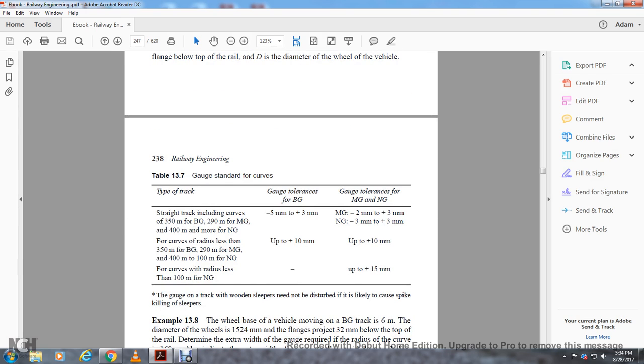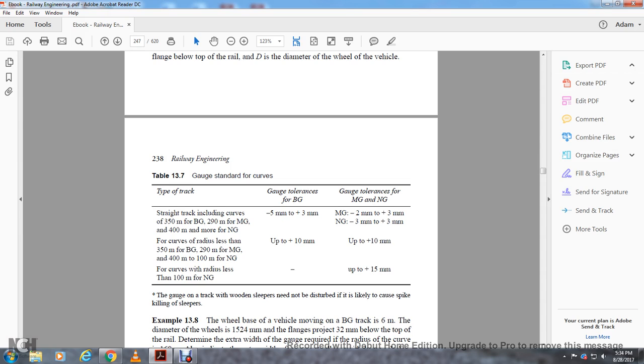Table 13.7, the gauge standard of the curve. The straight track includes curves of 350 meters and more for the broad gauge, 290 for the meter gauge, and 400 and more for the narrow gauge. Gauge tolerance for broad gauge is negative 5 millimeters to plus 3 millimeters. Gauge tolerance for the meter gauge is negative 2 millimeters to plus 3 millimeters. For narrow gauge it is negative 3 millimeters to plus 3 millimeters.